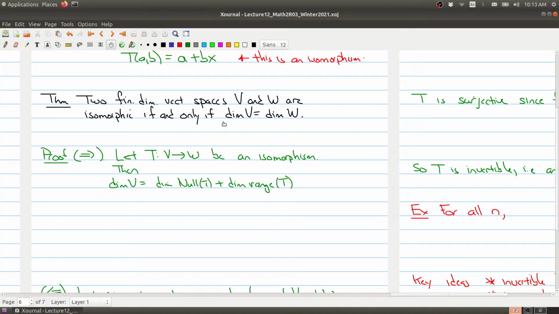This is a very nice result because sometimes it's very easy to decide whether V and W have the same dimension or not. And from that, you can automatically conclude that V and W are isomorphic. The advantage of looking at the dimension is you don't have to come up with a linear map from V to W and check that it has all the properties of an isomorphism. It's enough just to look at the size of each of the spaces. And let's quickly go through the proof of this.